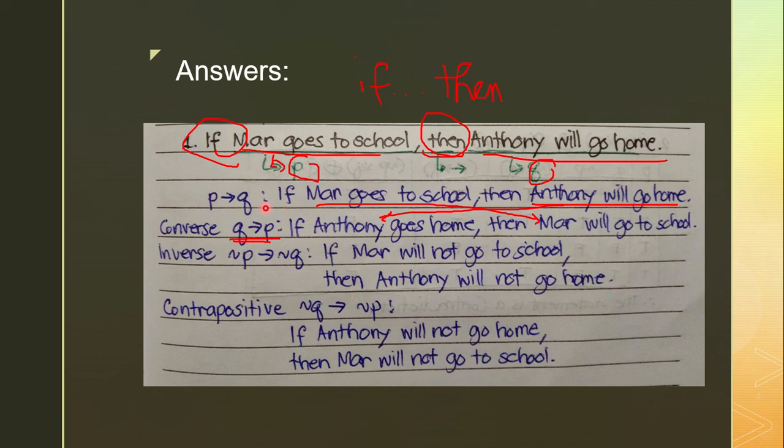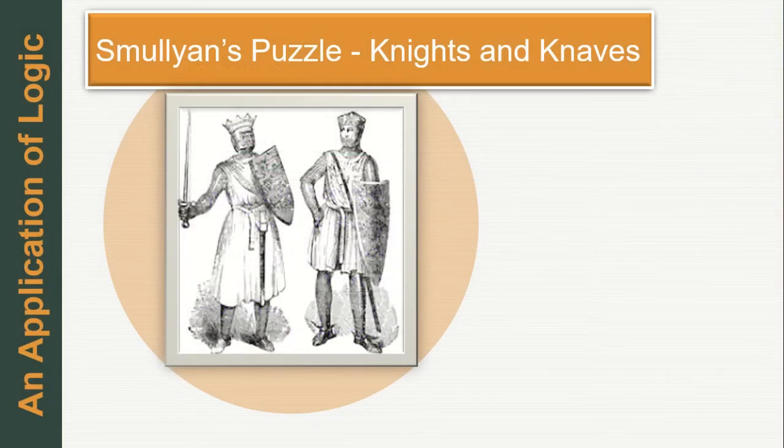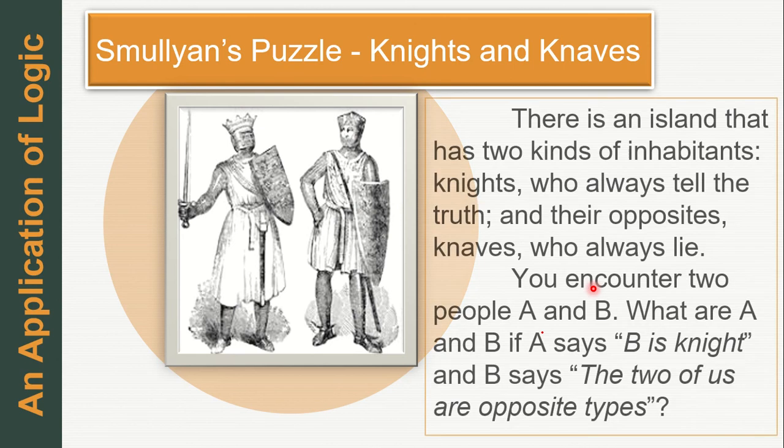The inverse, still based on this one: if Mar will not go to school, just negate, then Anthony will not go home. The contrapositive is that if Anthony will not go home, then Mar will not go to school. So that's how we create variations of implications. Now the last one again, this will be your activity.